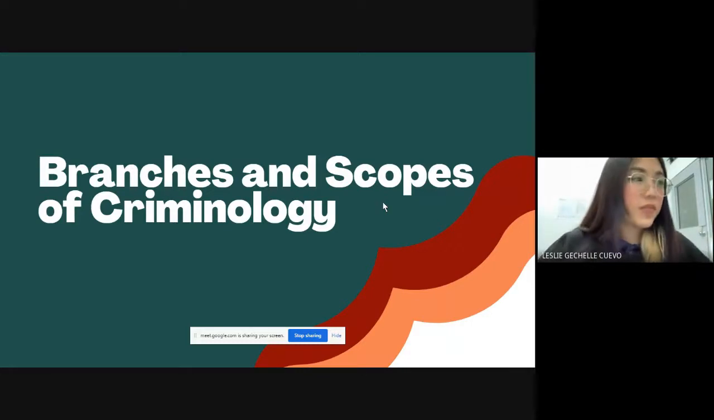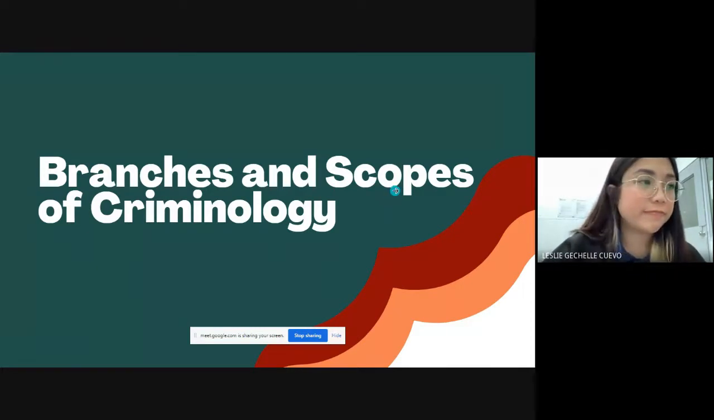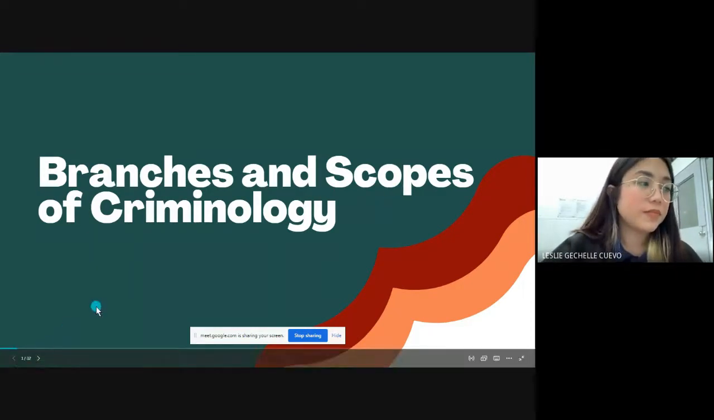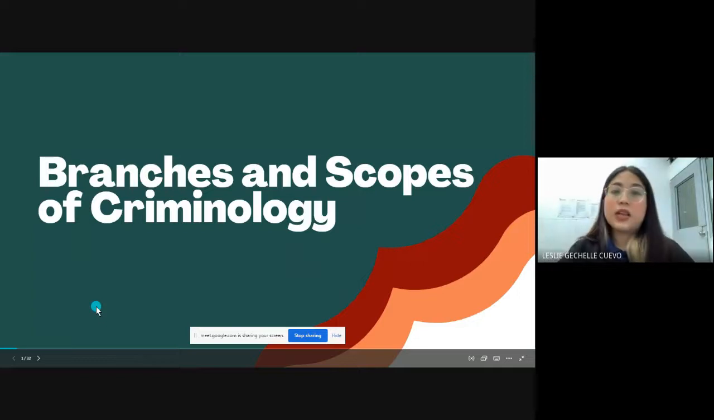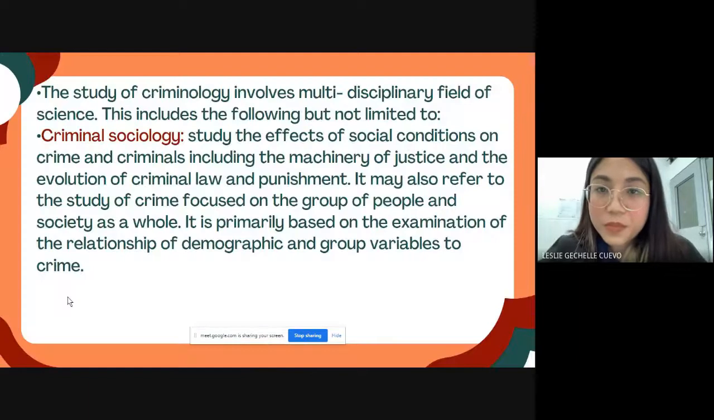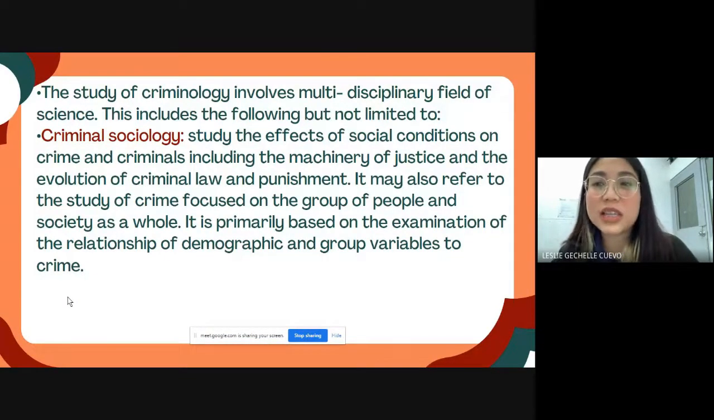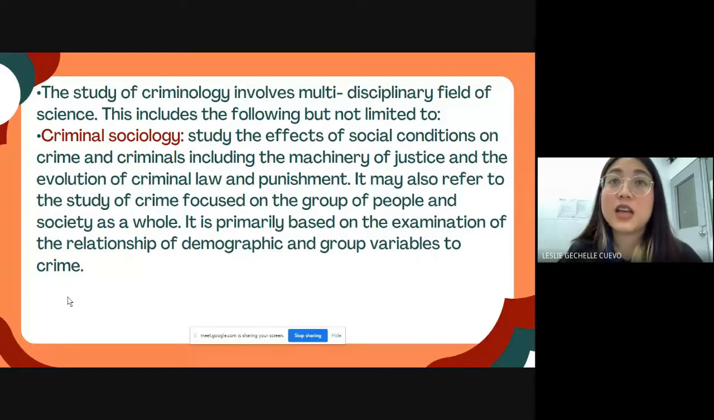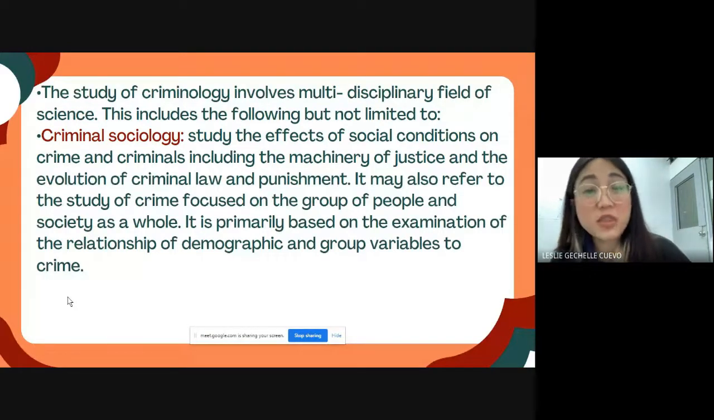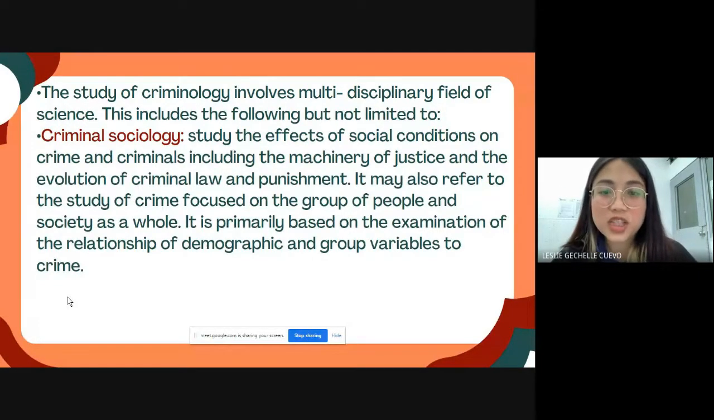Okay, let's start. So for this day, we will be discussing the branches and scope of criminology. The study of criminology involves a multidisciplinary field of science. We were able to discuss this before. I think sa pinakaunang lesson pa natin na ang criminology, hindi lang siya, it's part of social science.